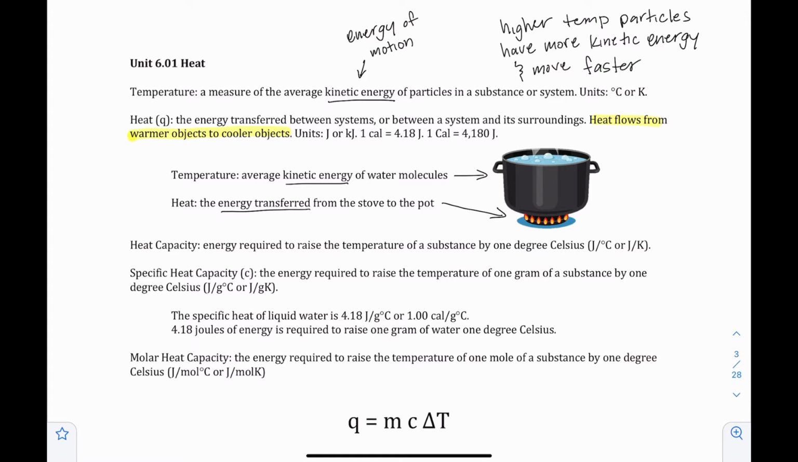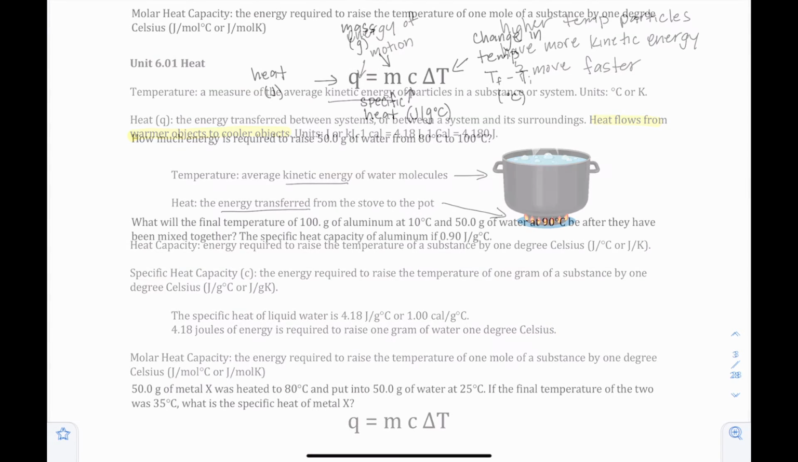I've also got the molar heat capacity here, and that's the energy required to raise the temperature of 1 mole of a substance by 1 degree Celsius. So the units are a little bit different. It's joules per mole degree Celsius.